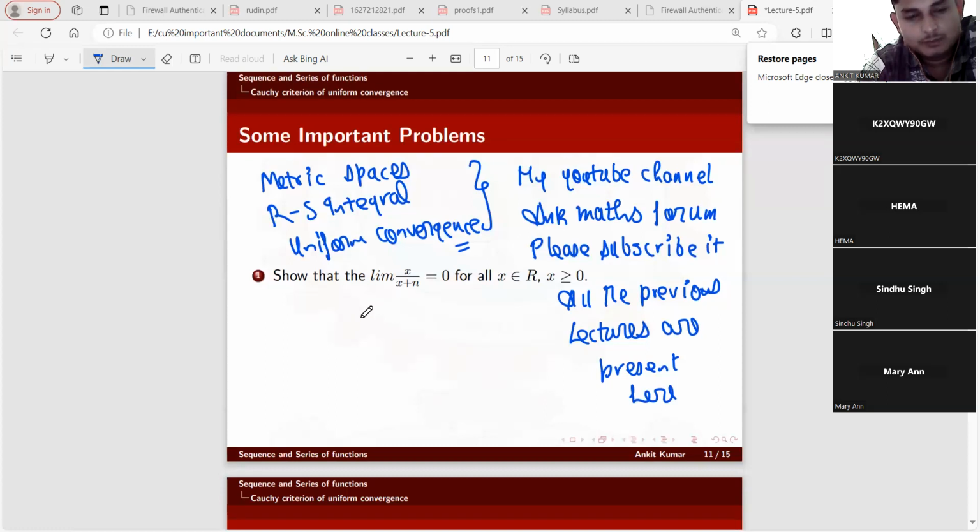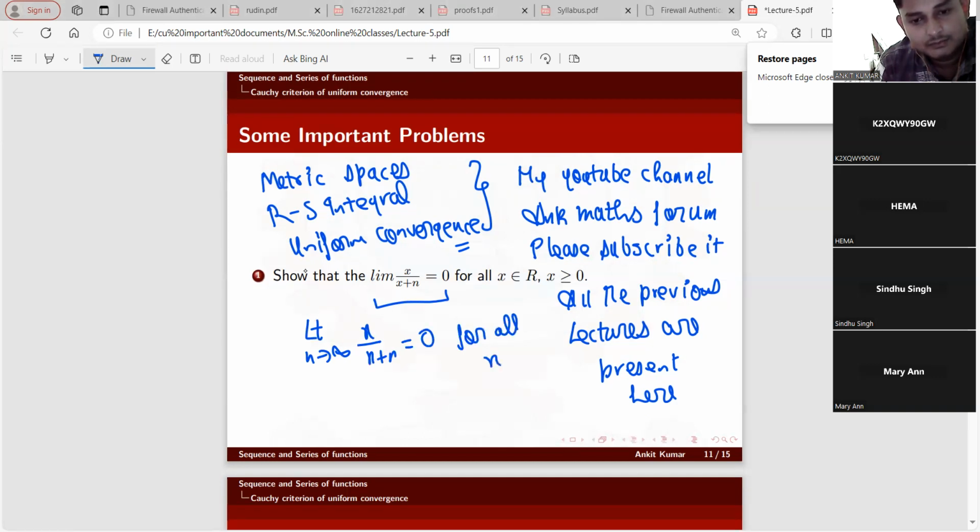Lastly, we obtain a limit of the function, the limit of the sequence, and this is the limit. So how do we evaluate the limit? Limit n tending to infinity of x upon x plus n is equal to 0 for all x belongs to R, x greater than or equal to 0.